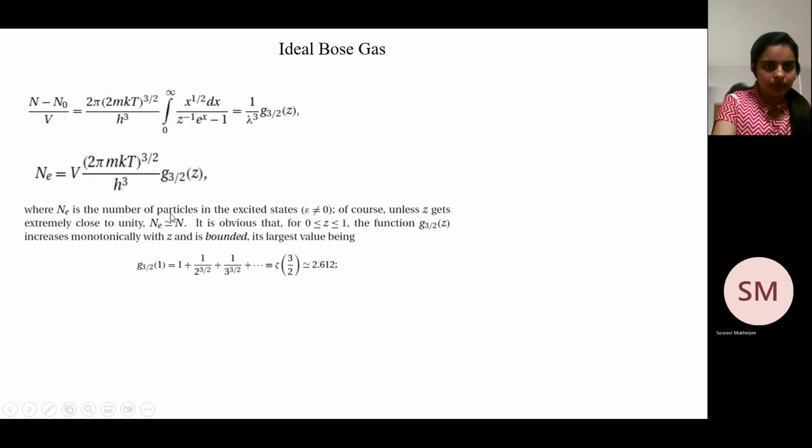So Ne is the number of particles in the excited state, that means in the states where epsilon is not equal to 0. Unless Z gets extremely close to unity, Ne is close to N. Because it is obvious that for Z ranging from 0 to 1, the function g_{3/2}(z) increases monotonically with Z and is bounded.